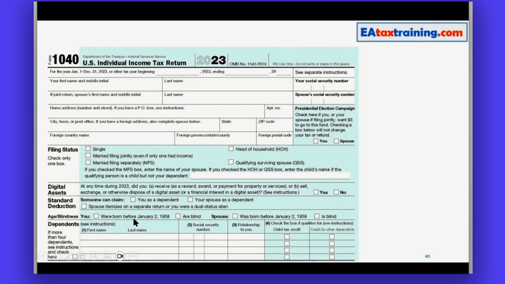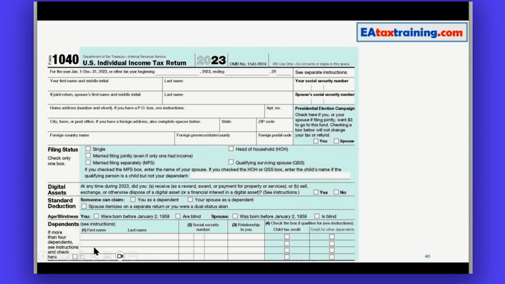Age or blindness, if you're age 65 or older, you check a box. If you're blind, you check a box. Notice here, the age is on January 2nd of 1959. If somebody's birthday is January 2nd of 1959, then on December 31st of 2023, they are actually 64 years old. But they give you this little grace period here. And they say, if you were born by January 2nd of 59, in other words, if you're going to be 65 on or before January 2nd of 2024, they're going to go ahead and treat you as age 65. So that's the way this works. So that's what that means.